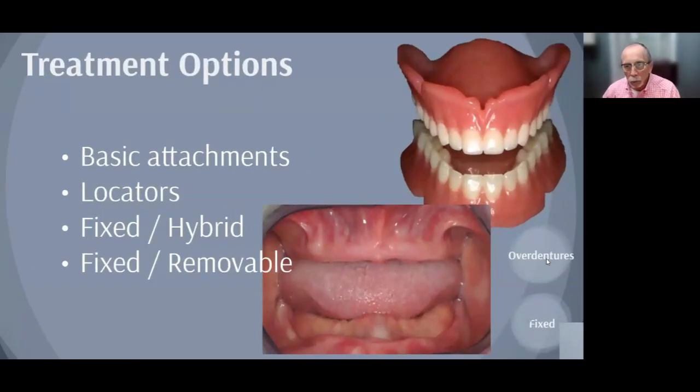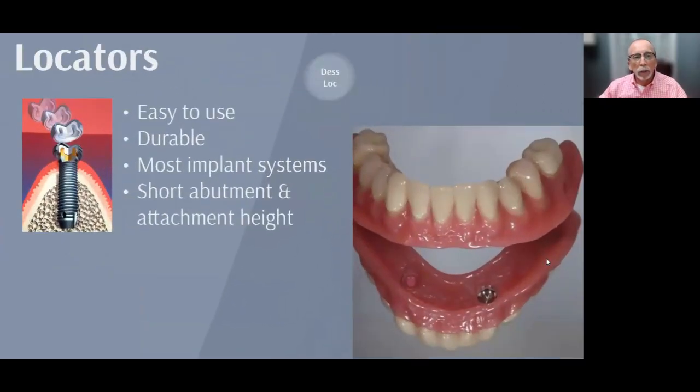So let's look at the options one at a time, right? And we'll start with the basic attachments, the overdentures. And again, this is the OG. This is a guy that's been around. Locators: the shortest vertical height, the most options for retention, a metal housing that holds a retentive element. Very durable. It is a Delrin, so it is something that wears and we have to replace it. So there is a little bit of maintenance with Locators.